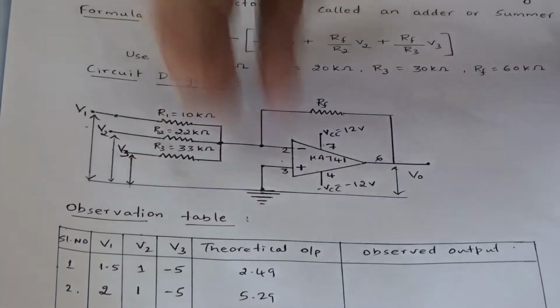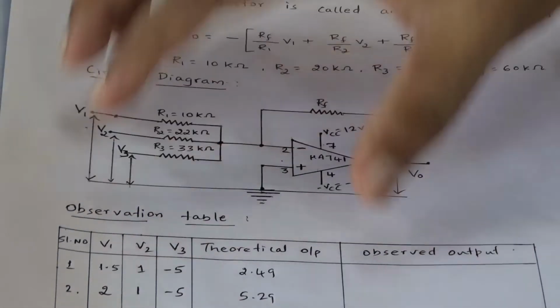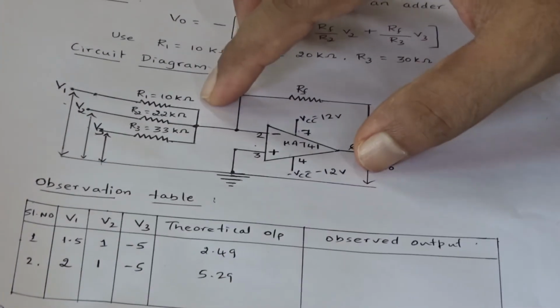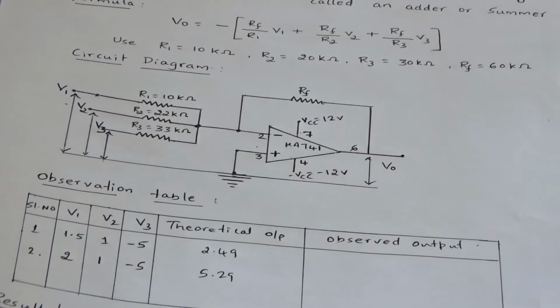Now I will demonstrate using the circuit diagram. I just rigged up this circuit using a tag board, with an op-amp and all the components connected here.